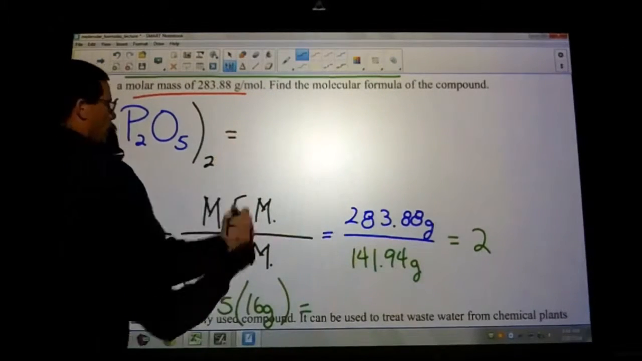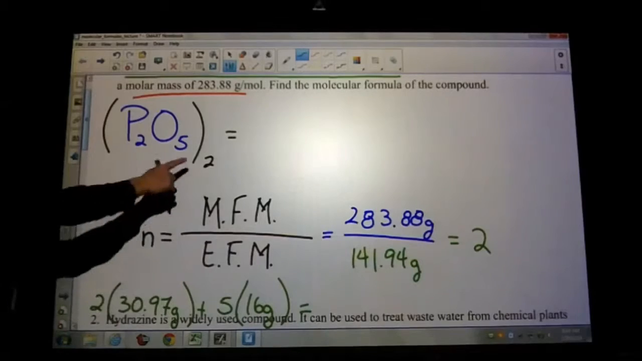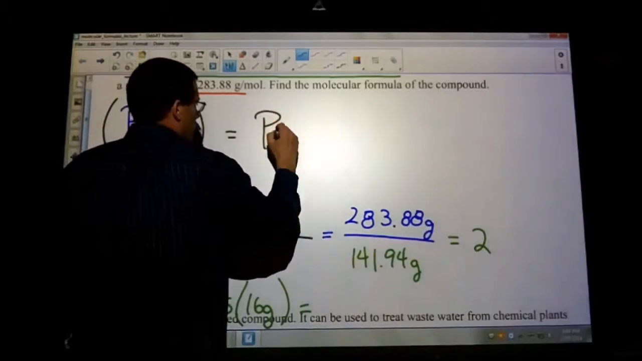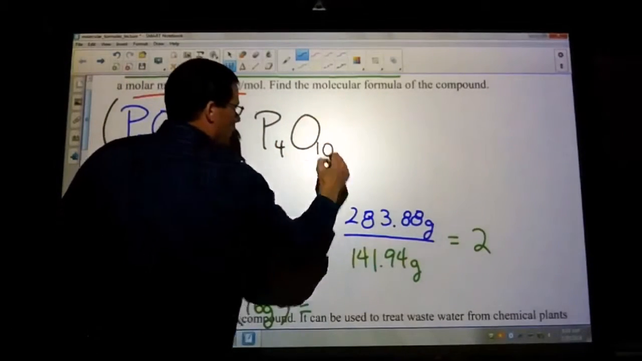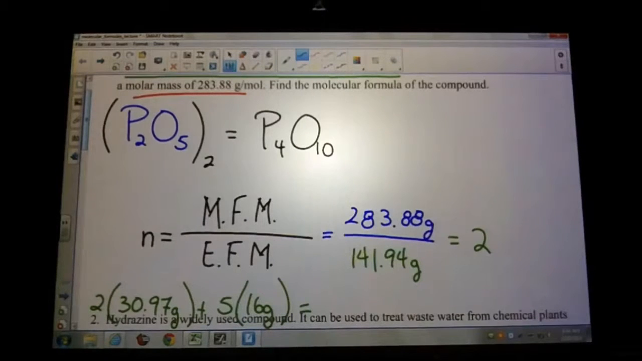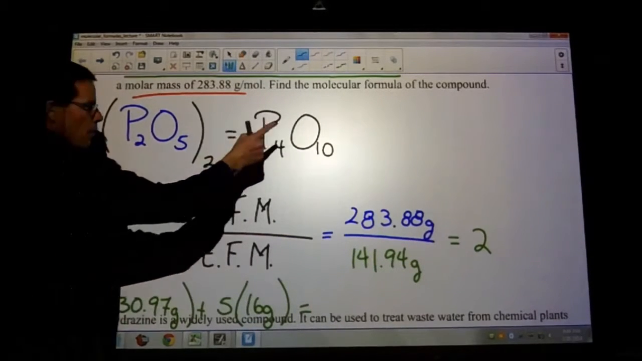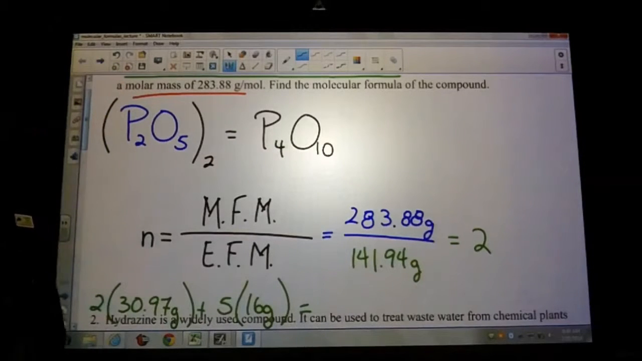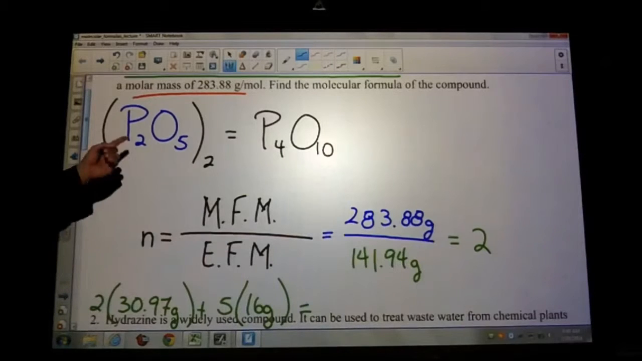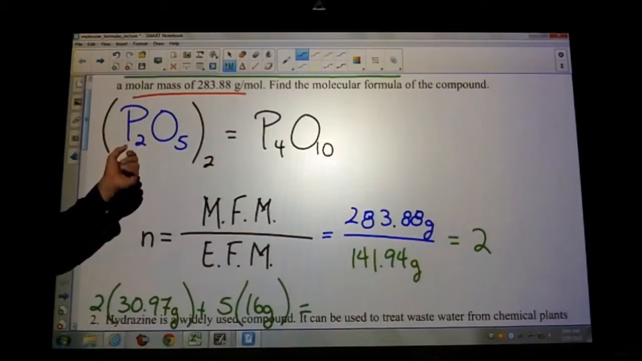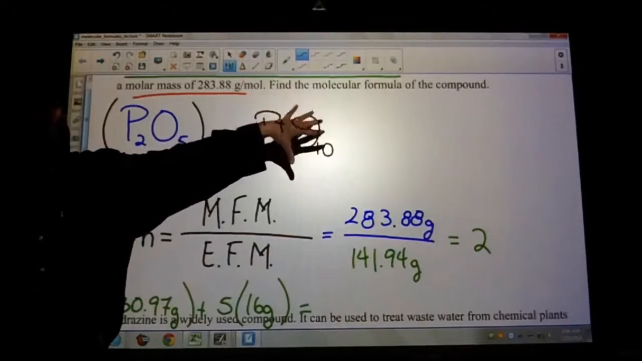What is our molecular formula? You got it, P4O10. Here's the empirical formula, there's the multiplier, there's your molecular formula. We don't want to reduce it, because the empirical is the smallest whole number ratio. Molecular is what it is.